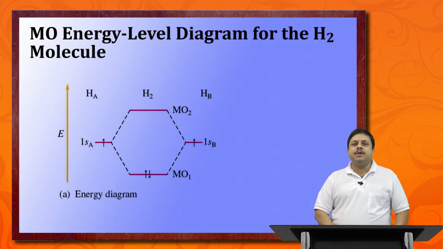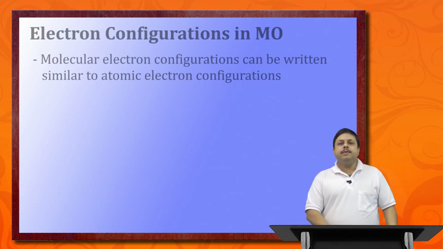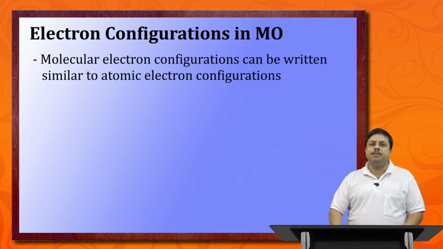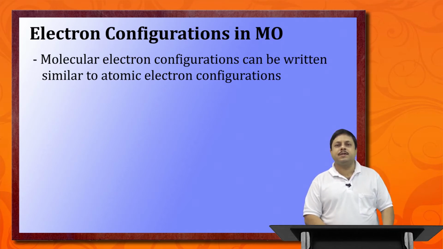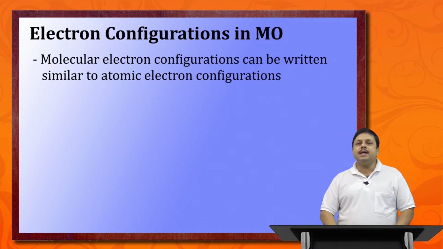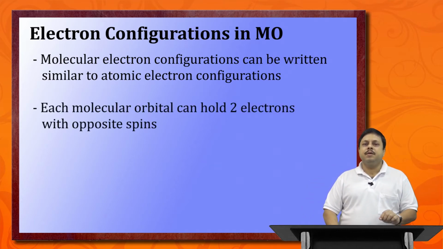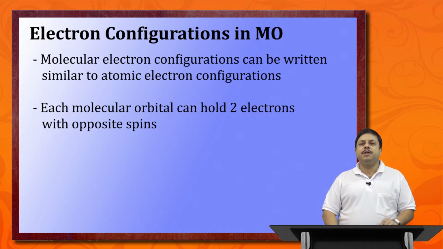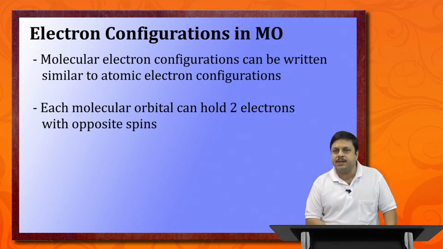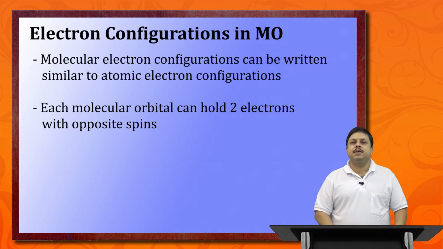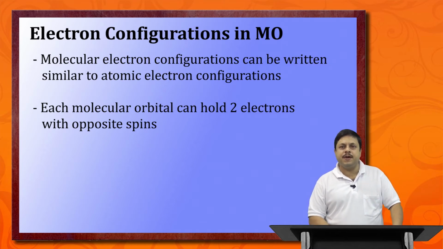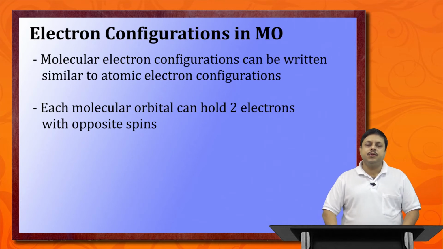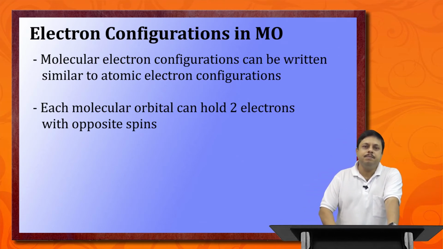So, how to fill up these electrons in these MOs? It is very simple. Once you have drawn the molecular orbitals, the bonding and the antibonding ones, then just like the filling up of the atomic orbitals, you try to occupy each molecular orbital by means of two electrons with opposite signs. So, if one electron is plus half in its ms value, the other will be minus half. One is alpha spin, the other is a beta spin.